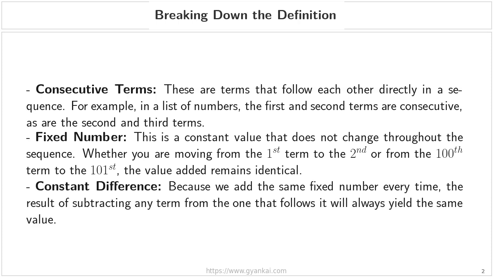Finally, this leads us to the constant difference. Because we are adding that same fixed number at every step, a very important property emerges. If you decide to work backward and subtract any term from the one that follows it, you will always get that same result. This consistent result is what we call the common difference. Understanding these three pillars, consecutive terms, a fixed number, and a constant difference, is exactly what we will use to analyze our savings example in the next slide.